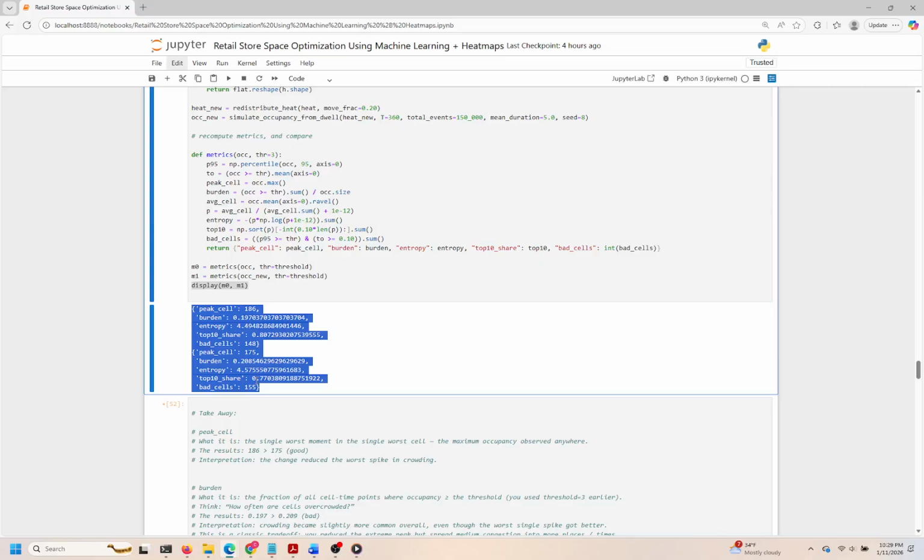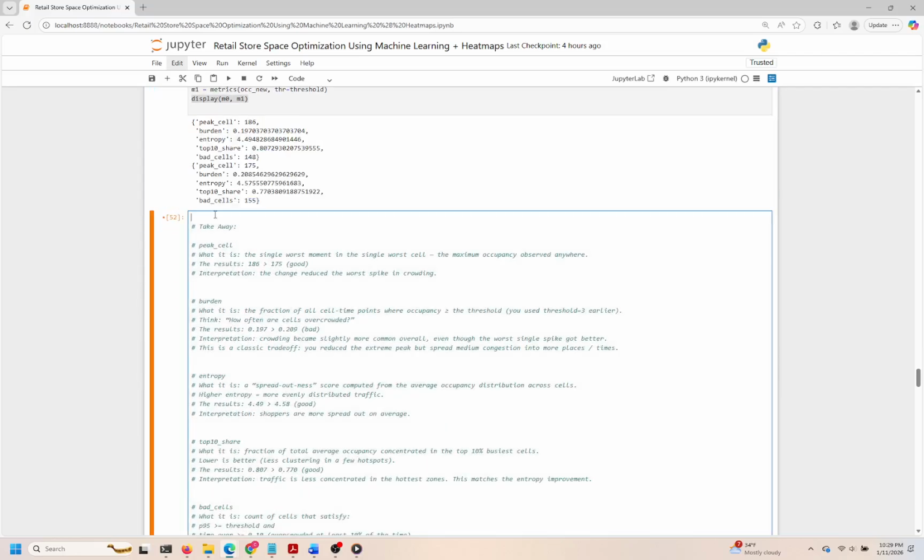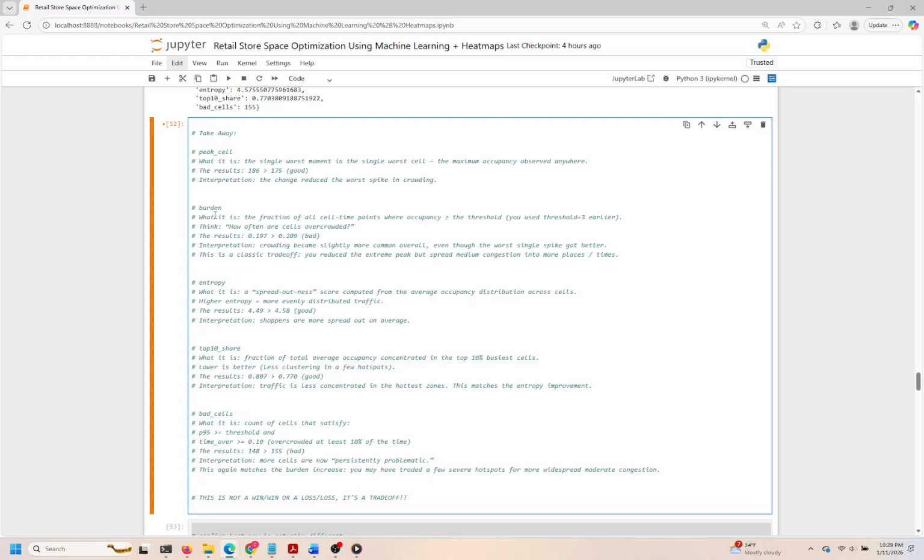Cell 12. In this cell, we're diving into some important metrics that capture how changes in occupancy impact crowd behavior within a system. These metrics provide insights on both the worst-case scenarios and the overall distribution of crowding levels, which are crucial for understanding how effective our adjustments have been.